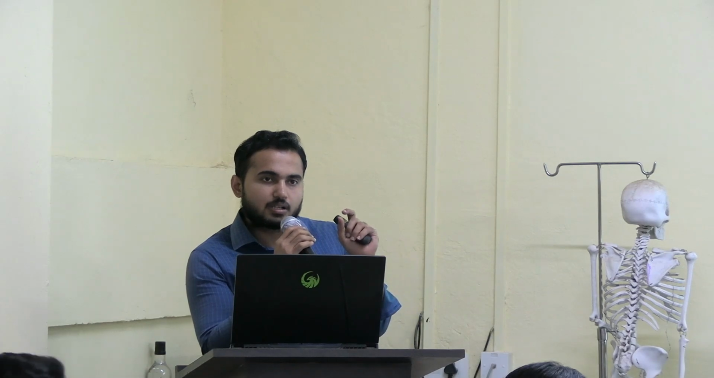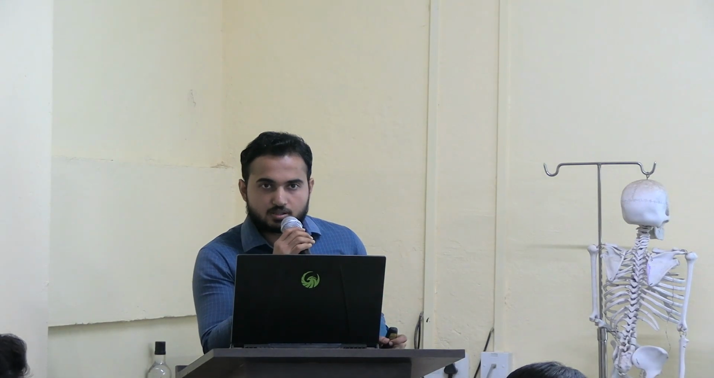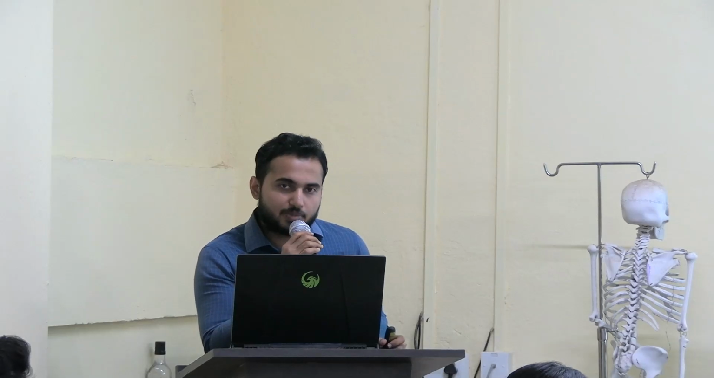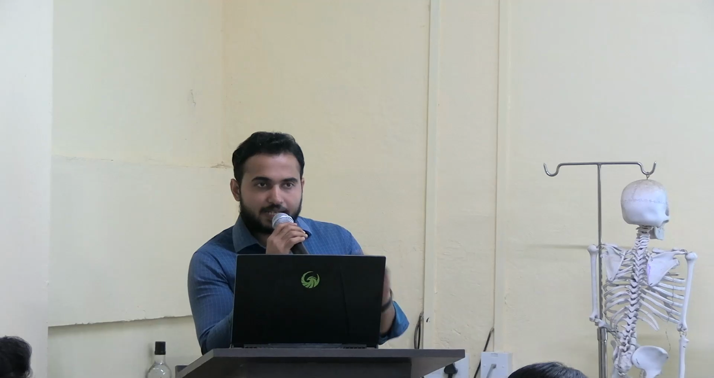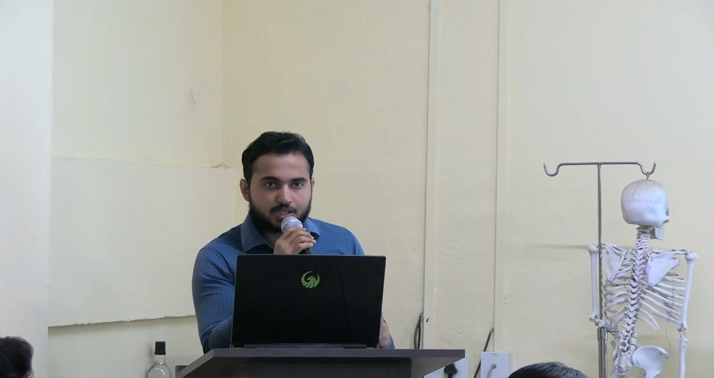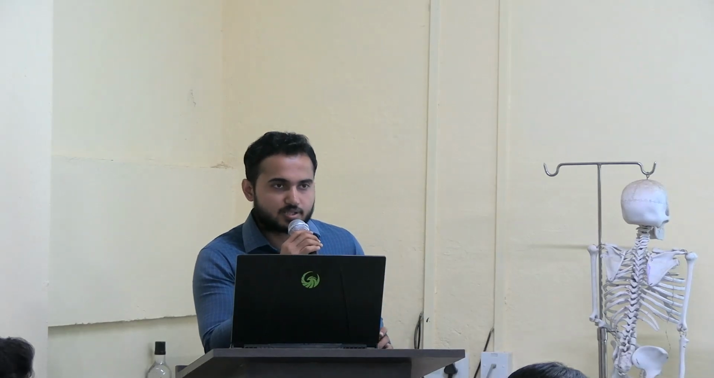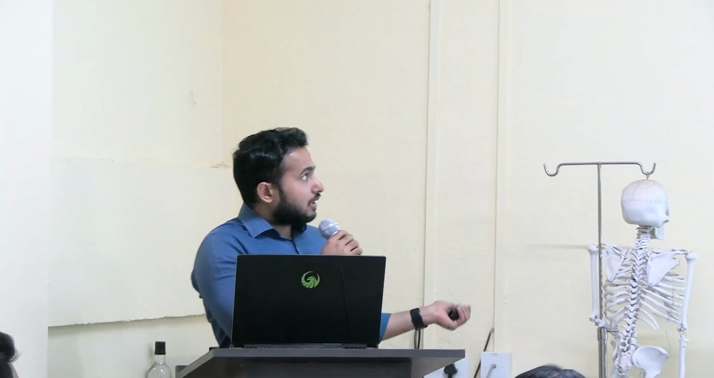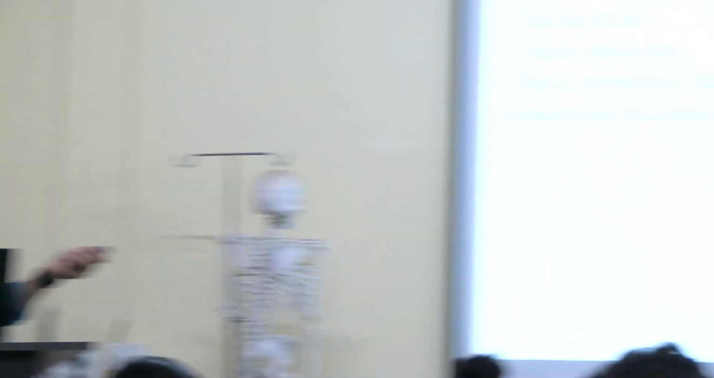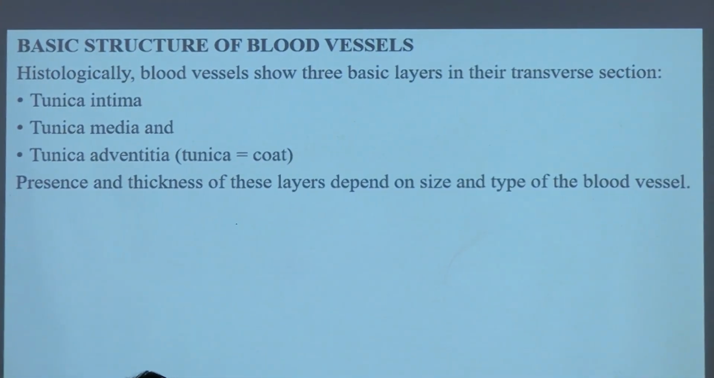So there is a similarity between almost all the blood vessels. First you have to understand that similarity, then depending on the size, the area, and the function, some changes are there. But basic similarities are there in each and every type of blood vessel. So that we have to see in today's class. Now, if you see the basic structure of blood vessel, as I said, a similarity is there, so we will try to understand the similarity.